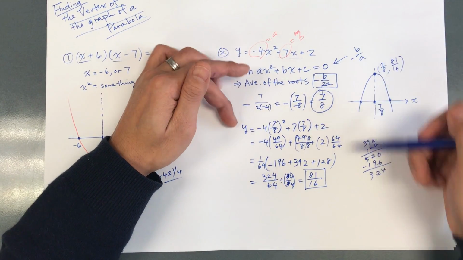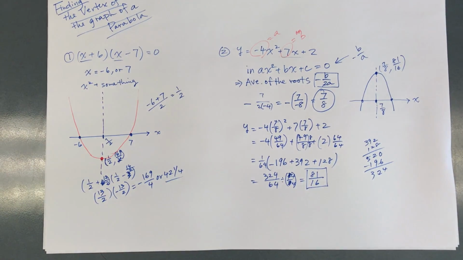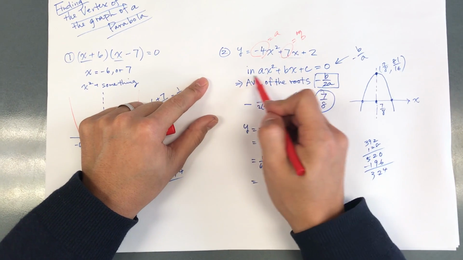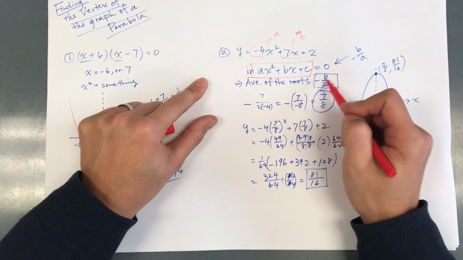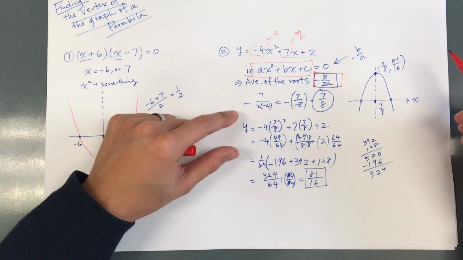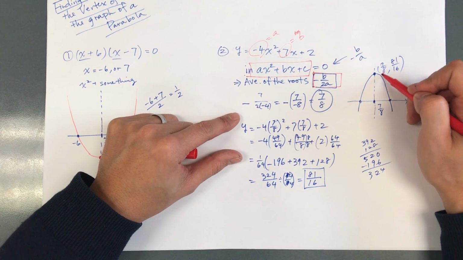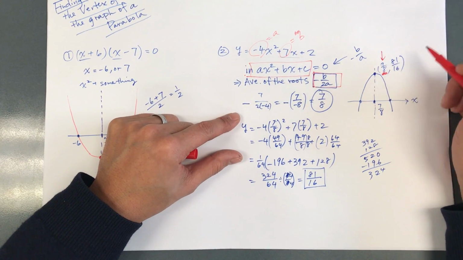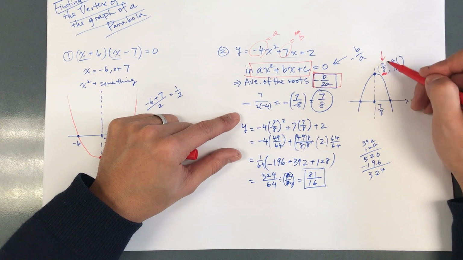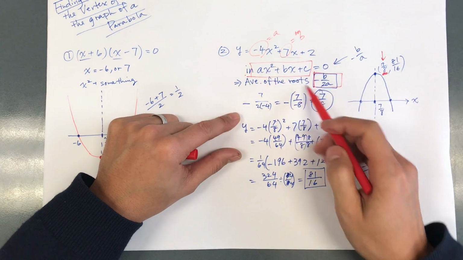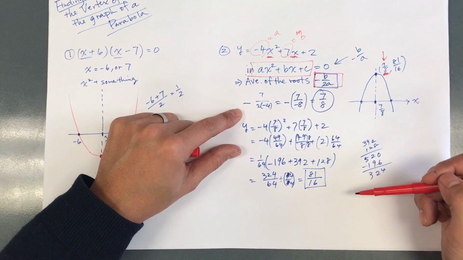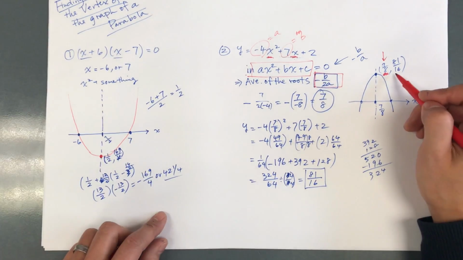The computation looks a little messy, but the whole point is: if the quadratic is in this form, use opposite of b over 2a, which is the average of the roots. That gives you the x coordinate right away. All you have to do is put the x value back into the equation and do some calculation carefully, and then you're going to get the y coordinate.